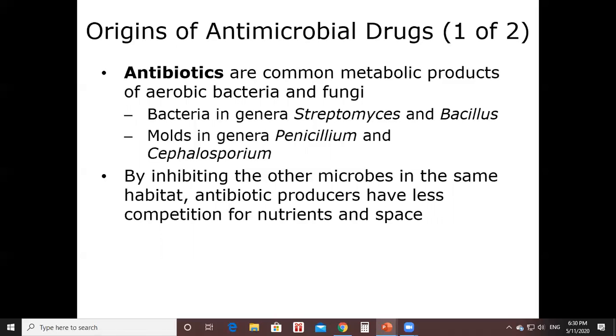These are the origins of the antimicrobial drugs. They inhibit other microbes in the same habitat. So the antibiotic producers have less competition for nutrients in space. They actually secrete what we now call antibiotics so that they have less competition for nutrients in space.